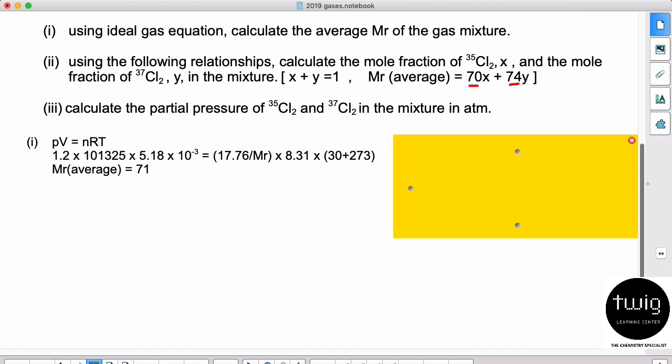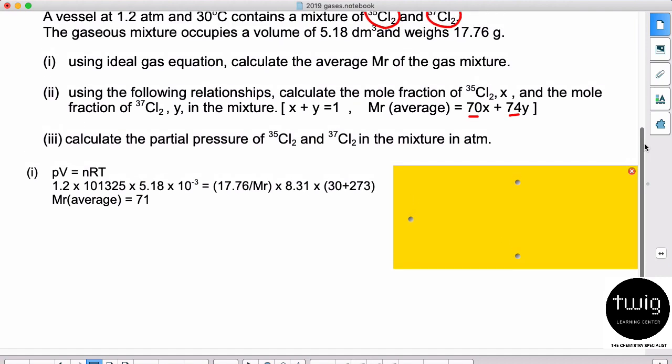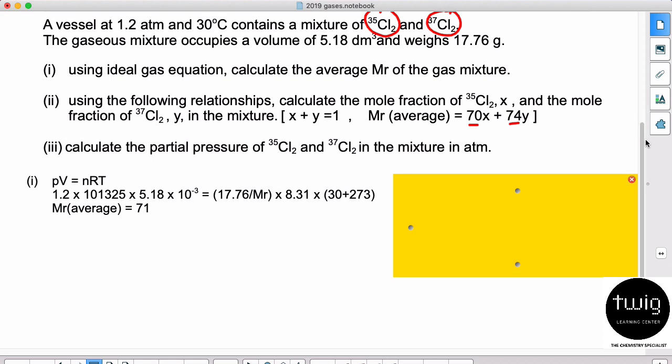For pressure, change atm to Pascal, so normally I multiply by 1.01325 times 10 to the power 5. Volume is in dm cubed, so please change to meter cubed by multiplying by 10 to the power minus 3. Check, because maybe some of you have conversion problems, and if you don't convert properly, you don't get the answer. Everything else is fine already, so the average MR should be about 71.